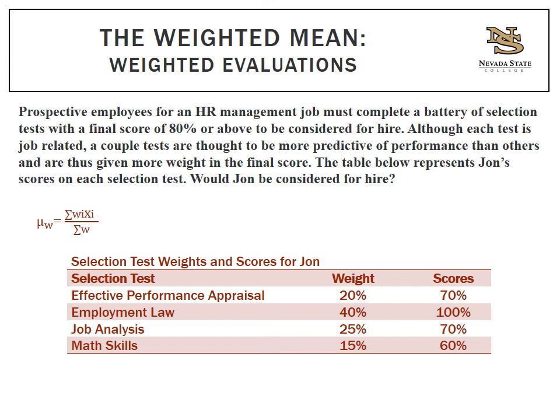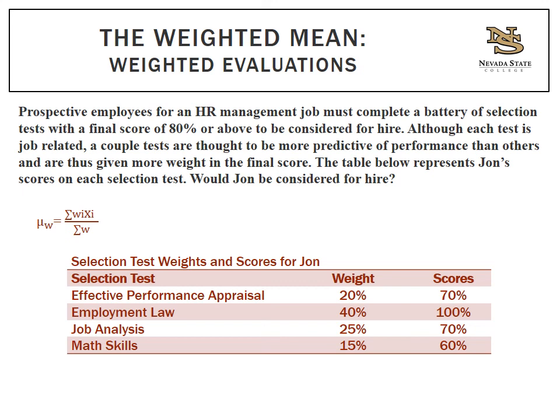So here's an example of a kind of performance-based weighted mean evaluation. So prospective employees for an HR management job must complete a battery of selection tests with a final score of 80% or above to be considered for hire. So employees are coming in, they are being judged in these different ways. So although each test is job related, a couple tests are thought to be more predictive of performance than others and are thus given more weight in the final score. So that table below represents John's scores on each selection test.